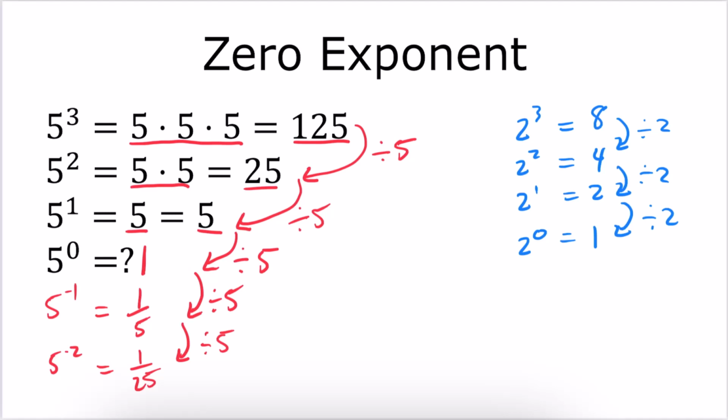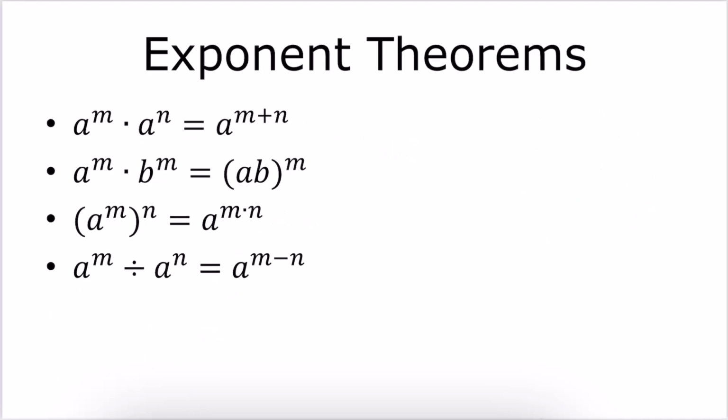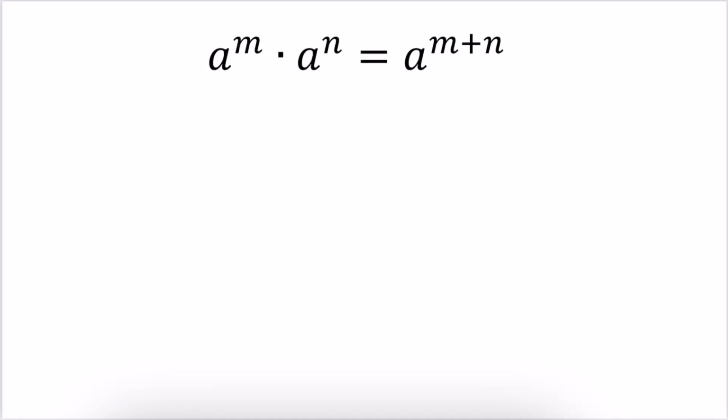So when we're working with exponents, we have 4 different exponent theorems that we're going to be looking at. And I want to go through and show you why these exponent theorems actually work. So the first exponent theorem says that if you have any number raised to 2 different exponents and you multiply those powers together, the result is going to be that base number raised to an exponent of the 2 different exponents added together. So to see why this works, let's plug in some different numbers and look at this.